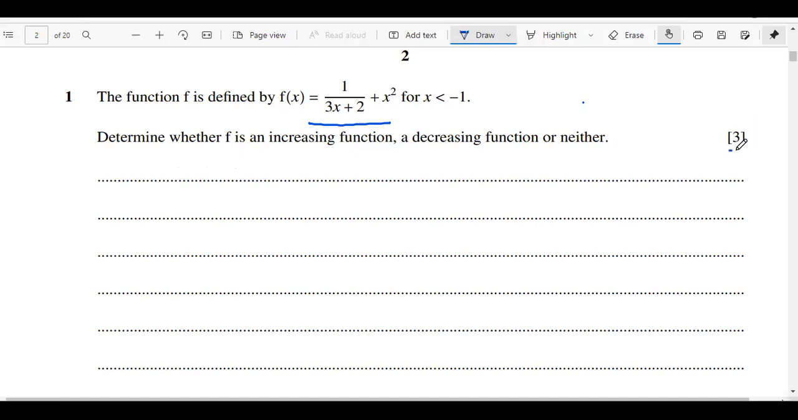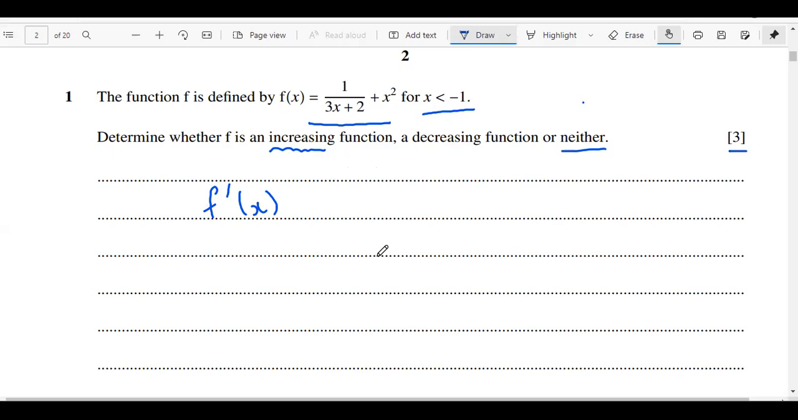Now, this is just a 3-mark question, so we'll not talk about many things here. If you have been asked to tell if the function is either increasing or decreasing, the only thing which should come to your mind is the derivative. So I am going to find the derivative of f of x, and I'll see what is happening for values of x less than minus 1. If the derivative is positive, it would be an increasing function. If the derivative is negative, it would be a decreasing function. If derivative is 0, that would be neither.